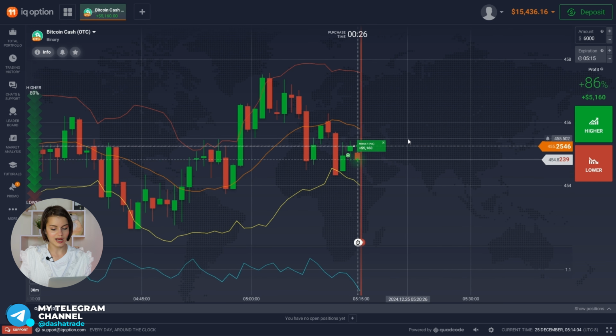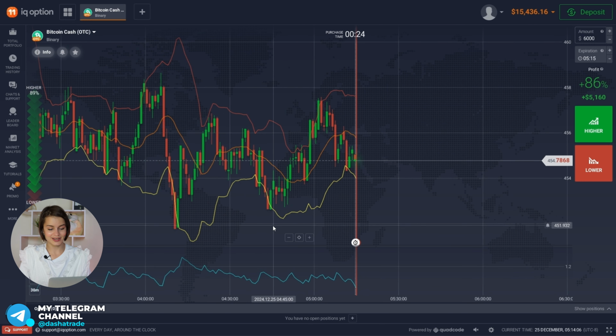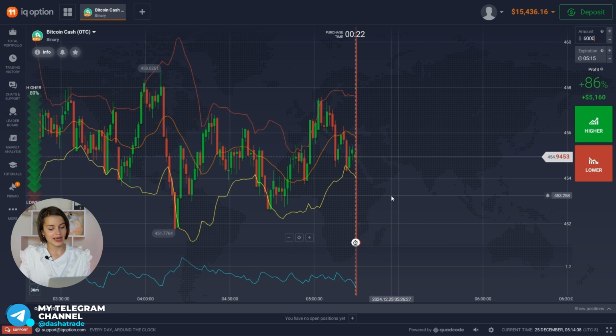So there was still the upward movement, an excellent result. As you can see, from $8,000 I was able to increase my balance to $15,000 according to the strategy.